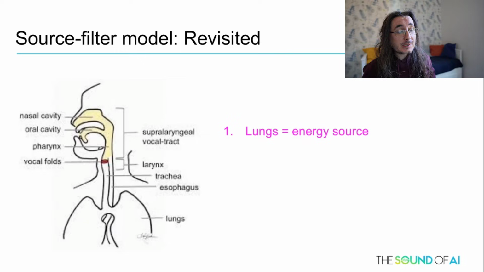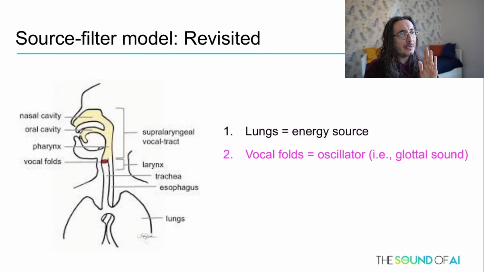So, of course, in order to generate speech, you need an energy source, okay? And this comes from the lungs, that push the airflow. So this energy source goes up, up, and up through the trachea, and it gets to the vocal folds here, as you can see. And the vocal folds are the equivalent of the oscillator in our synthesizer. And so they basically start to move and they generate a sound that's called a glottal sound.